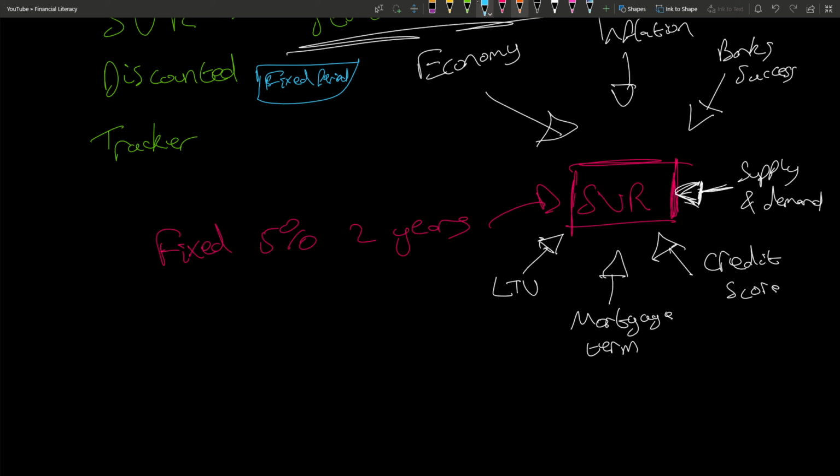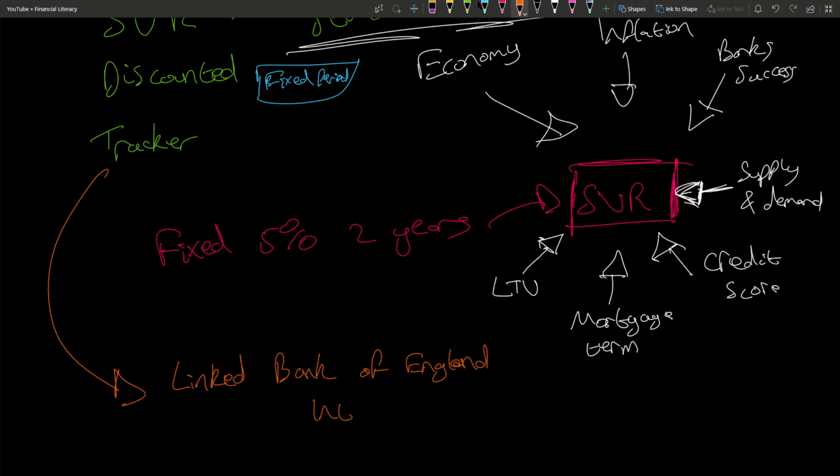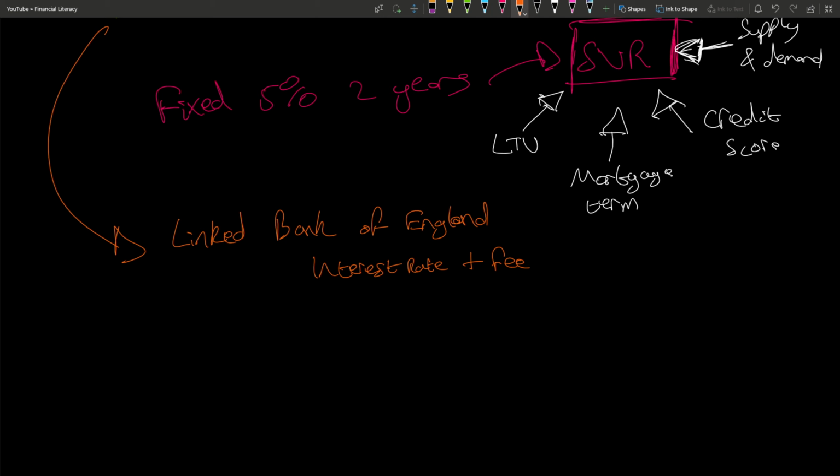Okay, so let's cover the final one, the tracker. The tracker is linked with something in the UK: the Bank of England interest rate, plus a fee. Whatever the Bank of England interest rate is, it will literally go up and down with that.